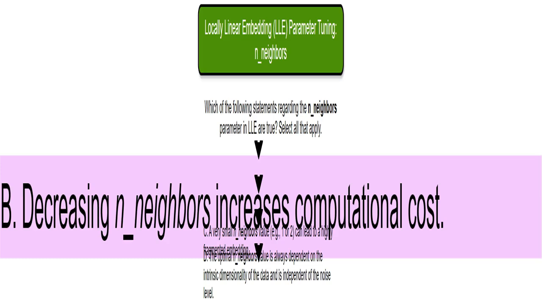This statement is false. The opposite is true. Decreasing _n_neighbors actually reduces computational cost because I'm doing fewer calculations. I'm looking at fewer neighbors to make the embedding. It's like drawing a picture with fewer dots.